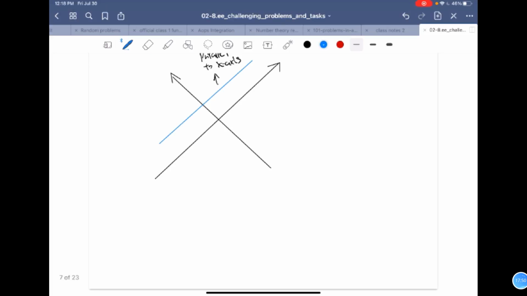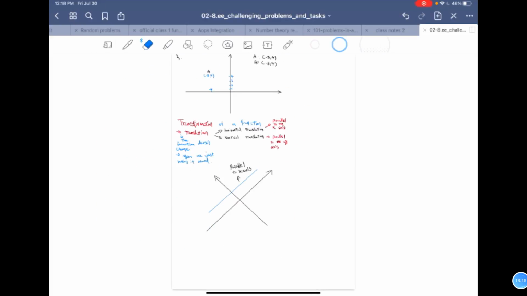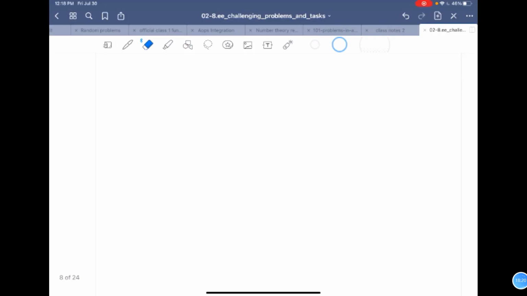There's tons of them, like expansion, shrink, whatever. Reflection. Do you guys want me to start another page, or is it fine to put some notes on? I'll start another page. Reflection.